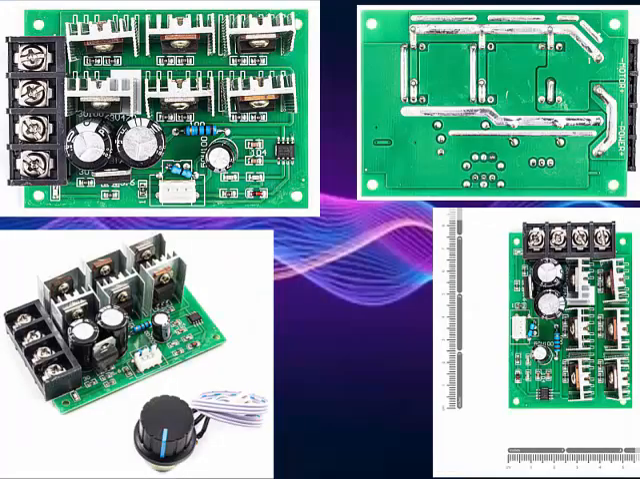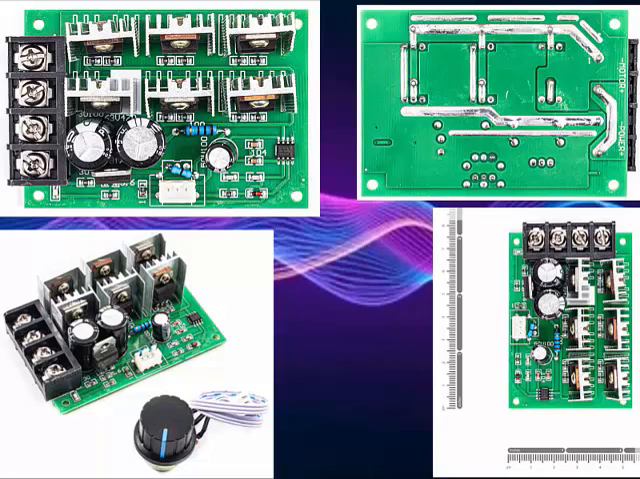DC motor speed control PWM module. The DC motor speed control PWM module has an input voltage range of 6 to 55 volts DC and a current rating of 40 amperes.